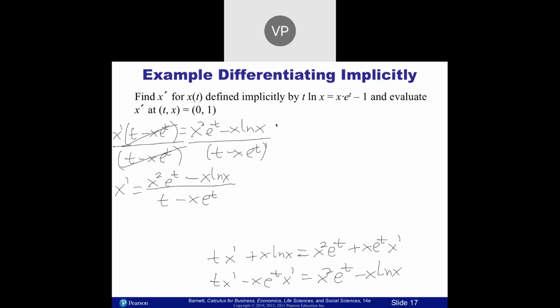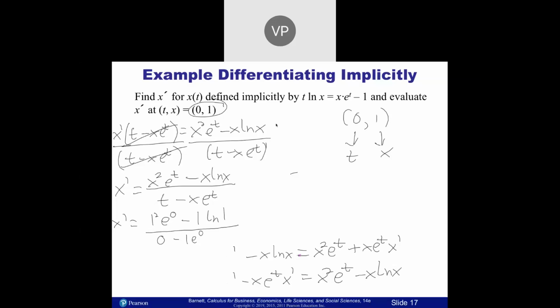And now our last part is we need to plug it in right here at 0, 1. And to make it clear, when they say 0, 1, that's the t, that's the x. I know that goes against what we're used to. X is always first, but this is kind of a backwards equation. So everywhere I see an x, I'm putting a 1: e to the 0 minus 1 natural log of 1, all over 0 minus 1 e to the 0.